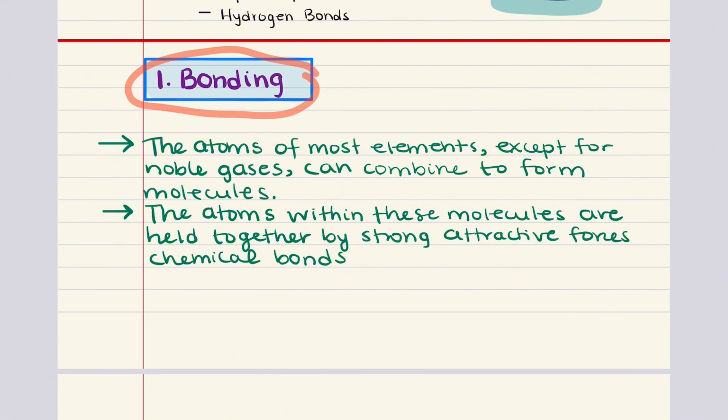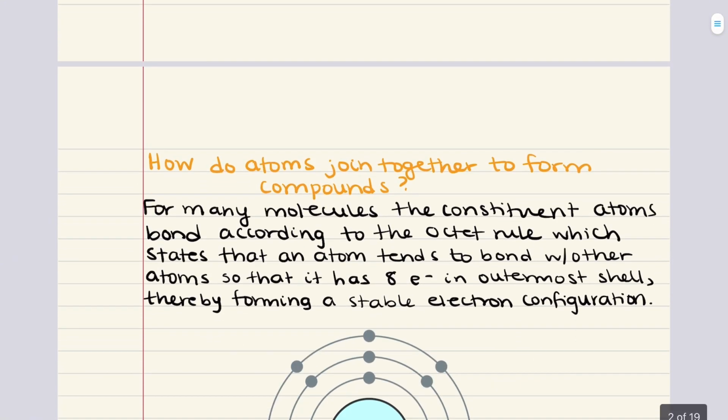When most atoms of most elements come together, they can form molecules. And these molecules are held together by something called chemical bonds, which are formed when the valence electrons of the atoms interact with each other. Now, the interesting thing is that the properties of these new compounds are usually very different from the properties of individual atoms. So let's probe a little further. How do atoms join together to form compounds?